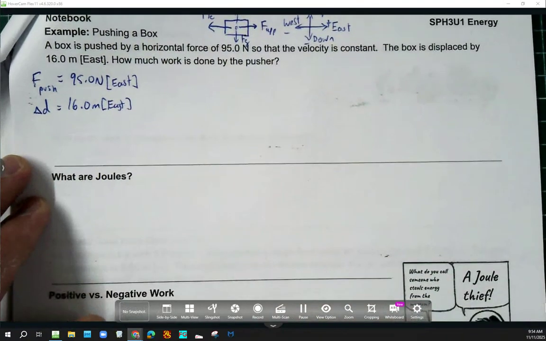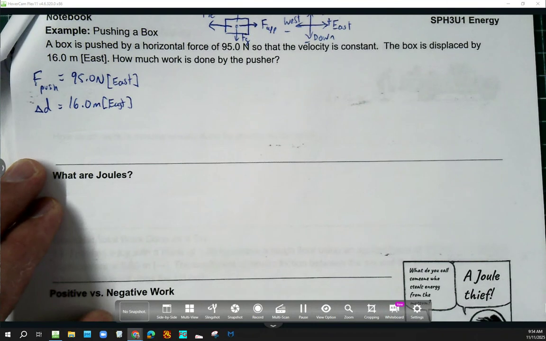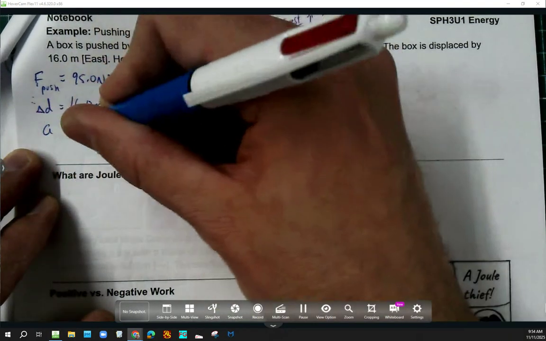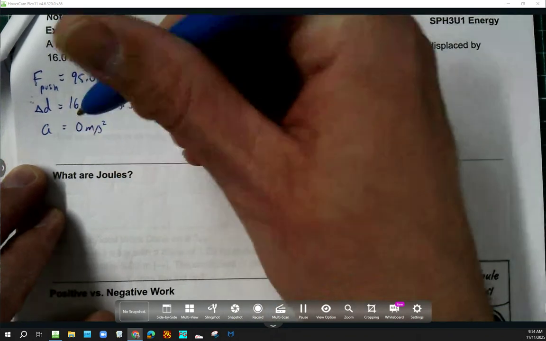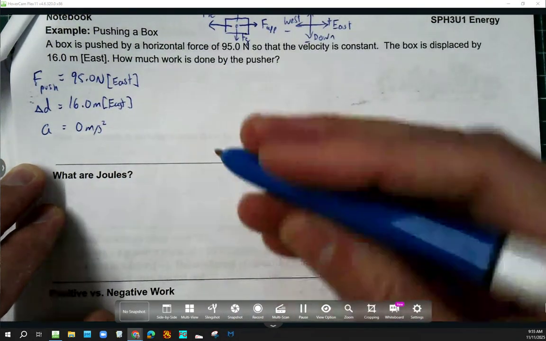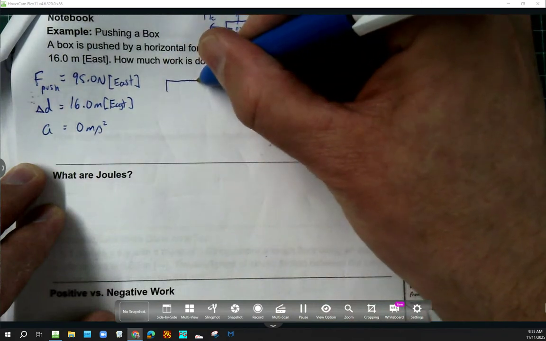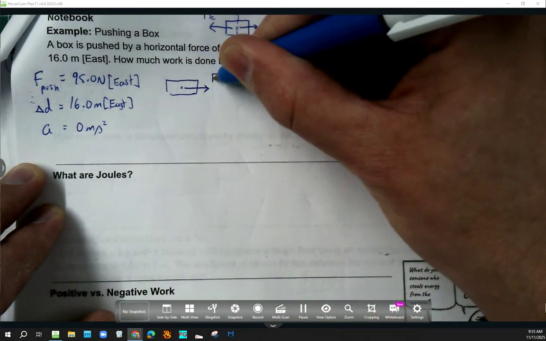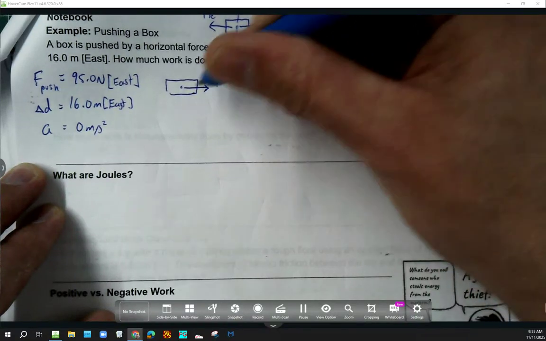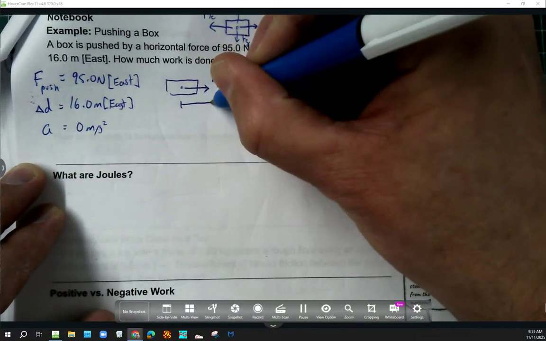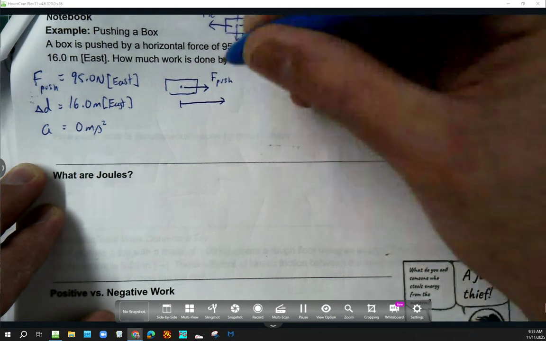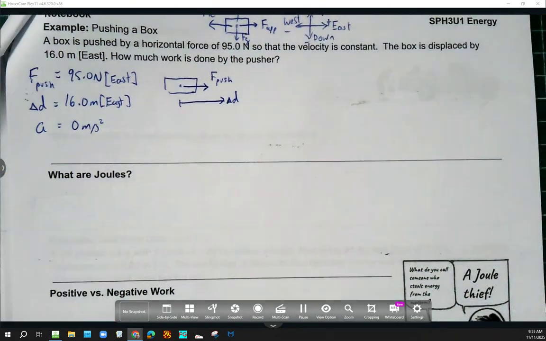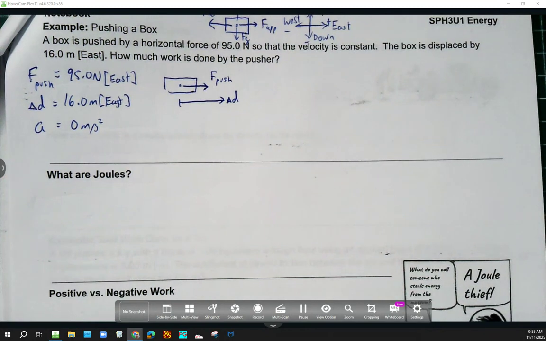Now, if this thing is moving at a constant velocity, what's the acceleration? Zero. All right, acceleration is 0 meters per second squared. If the displacement is to the east, actually, let's just sketch this out. I got an applied force or push force going this way. I've got a displacement. Notice I never attach my displacement vectors to the object. They're always kind of separate. I got that habit from free body diagrams once before.